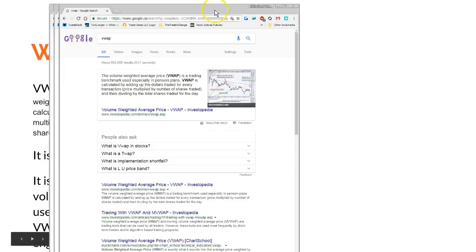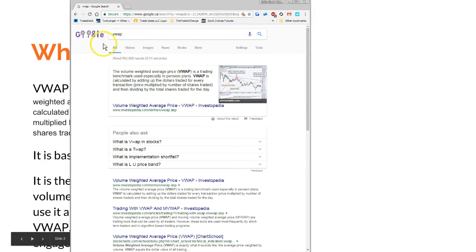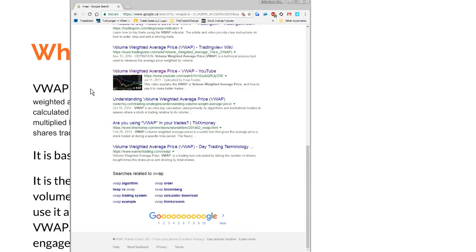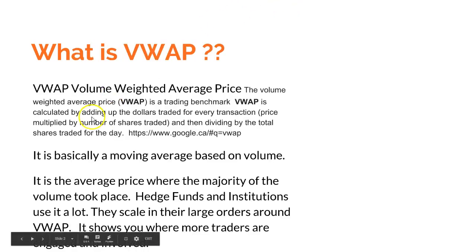If you want to learn more about VWAP, you can go to Google, go in the search field and type VWAP, and you will see all this information that comes up for VWAP. Let's go ahead and get that out of the way, and I'll tell you how I use it.